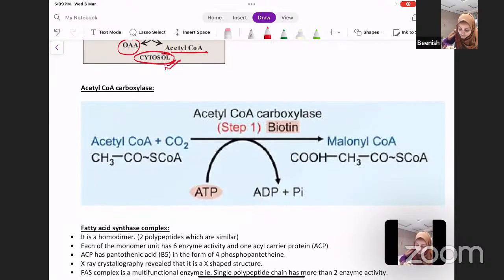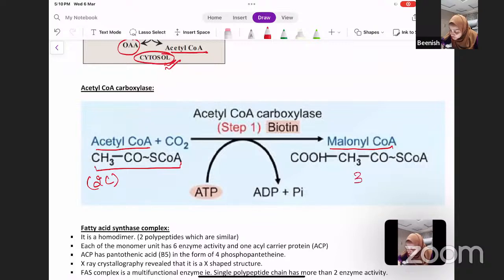Okay, so you can see your acetyl-CoA here. This acetyl-CoA is 2-carbon, as we know. And you can see here on this side what is being formed: malonyl CoA. So your malonyl CoA is 1, 2, 3 carbons. Okay, so you can see a 2-carbon compound is changing into a 3-carbon compound.